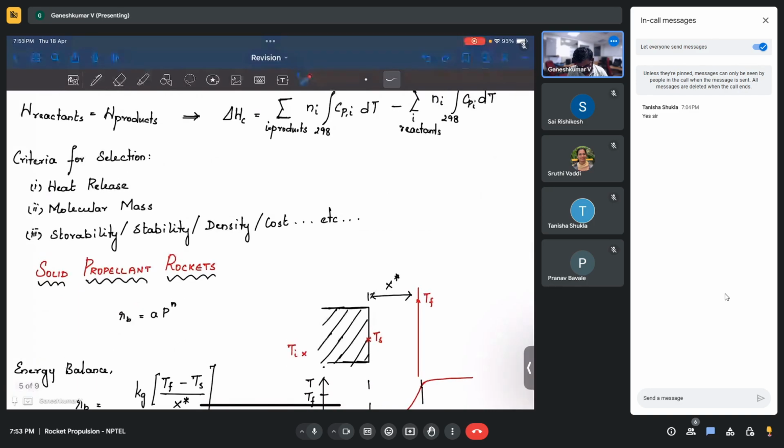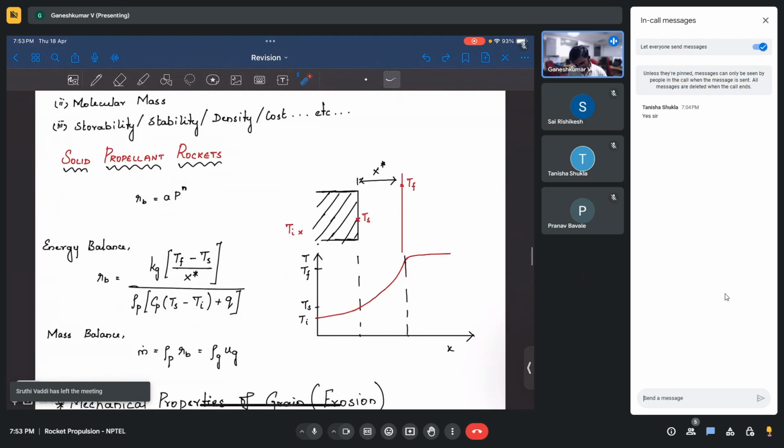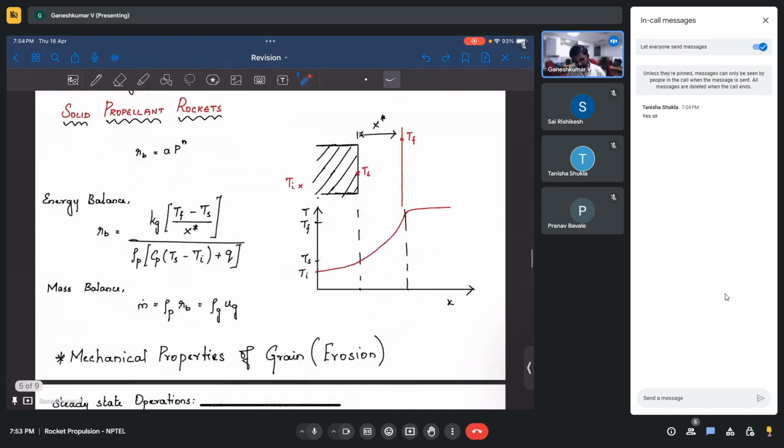Anyway, just to revise, the criteria for selection is going to be the heat release. Which propellant should I select? It is going to be based on the amount of heat release I'm going to get. It also depends on the molecular mass of the product, because that affects the performance, the C star and jet velocity, and then storability, density, and other aspects we have to consider.